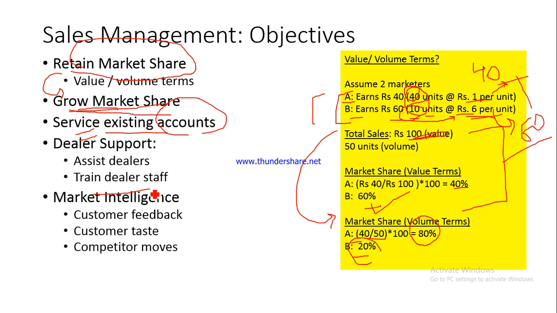Then we've got market intelligence. What do we mean by market intelligence? Market intelligence is gathering information which can be put to some profitable use by the company management. So what kind of information are we going to collect? What kind of information is included in market intelligence? Customer feedback. What does the customer think about your product? How is he responding?